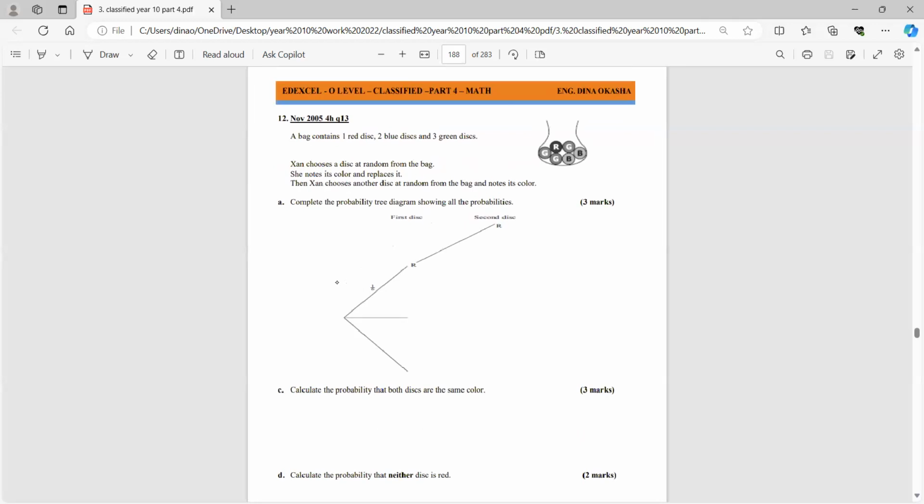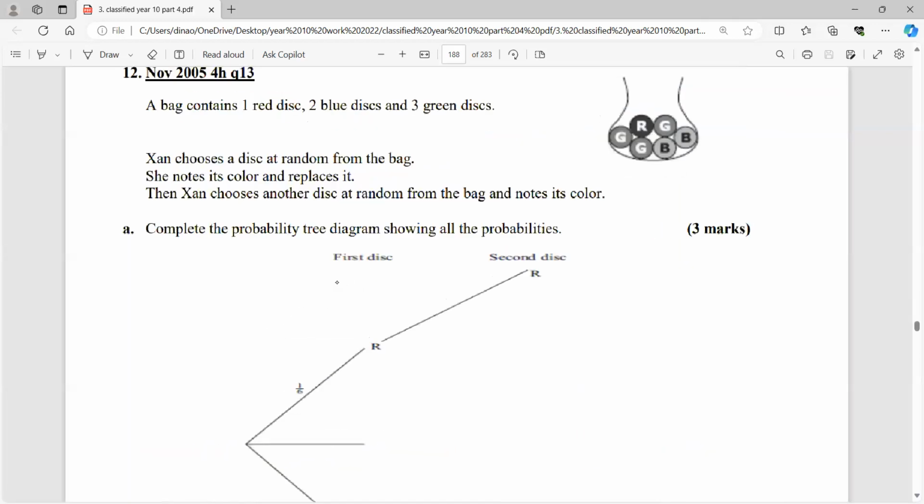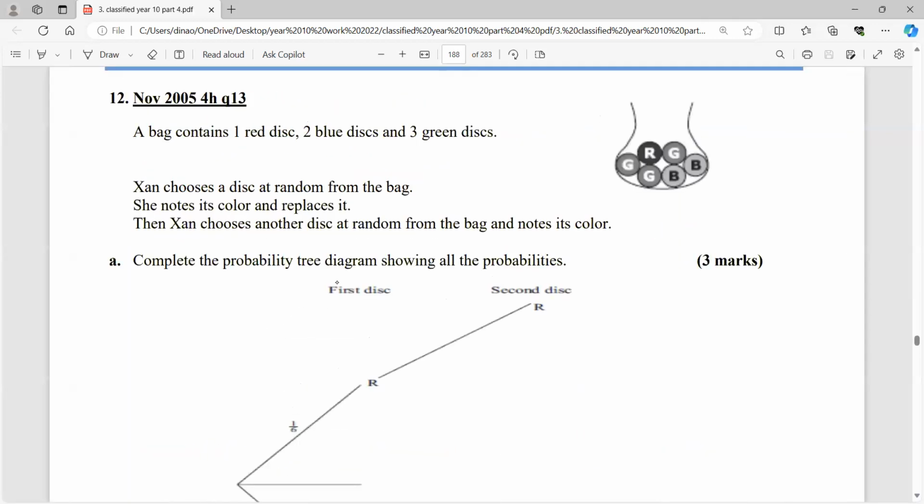Here, let's see. It says a bag contains, sorry, I received a phone call. Here it says a bag contains 1 red, 2 blue and 3 green. As we agreed, the first thing we do is classify the question. I won't draw the tree here. I think you can figure it out.